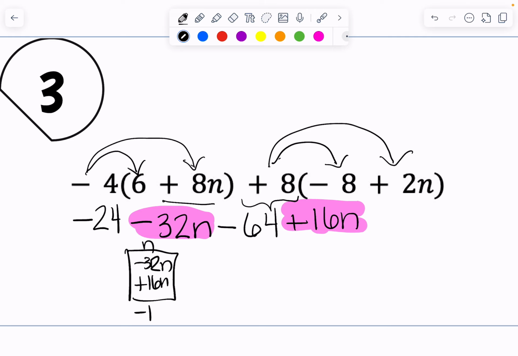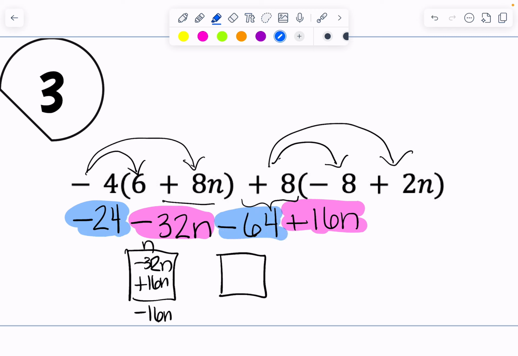Which combine to be -16n. And when I look at my constants, my numbers without my variables, I see a -24 and a -64. So I'm going to put those two together. I know that -24 and -64 will equal -88. And so to write my final expression, I get -16n. Because the 88 is negative, I can write that as subtraction.